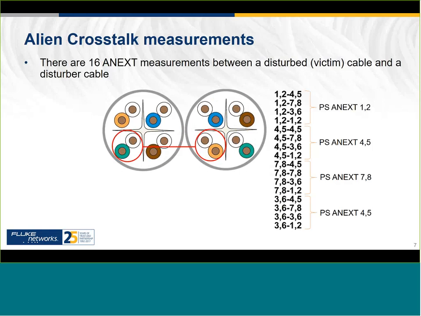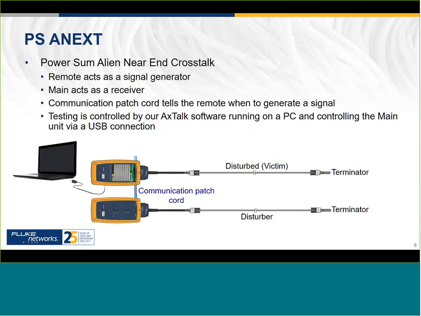Now for field testing, the power sum Alien near-end crosstalk measurement is quite simple to do if you set yourself up correctly. And here's a diagram of the actual test setup. First step, you test every link 100% for in-channel certification. So every link has to be 100% certified.